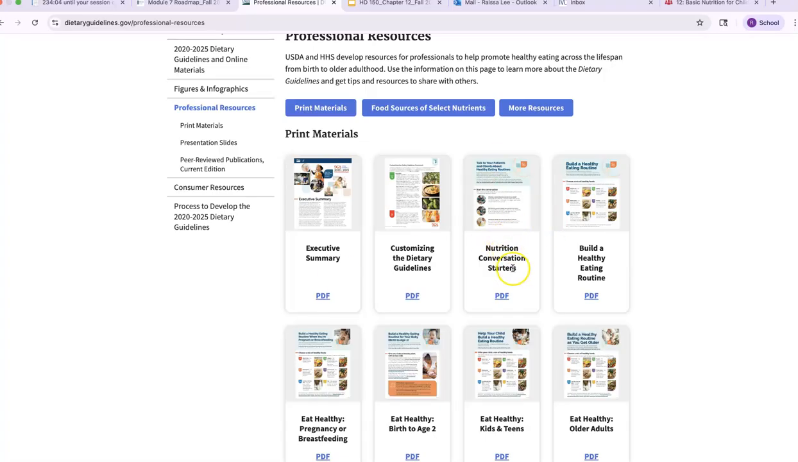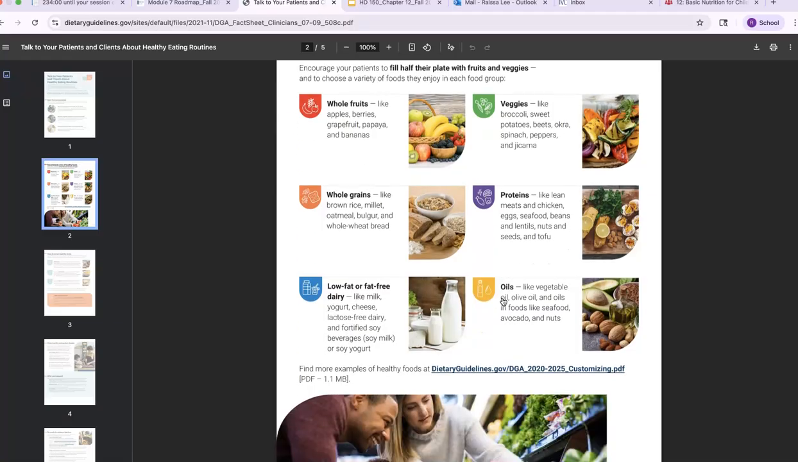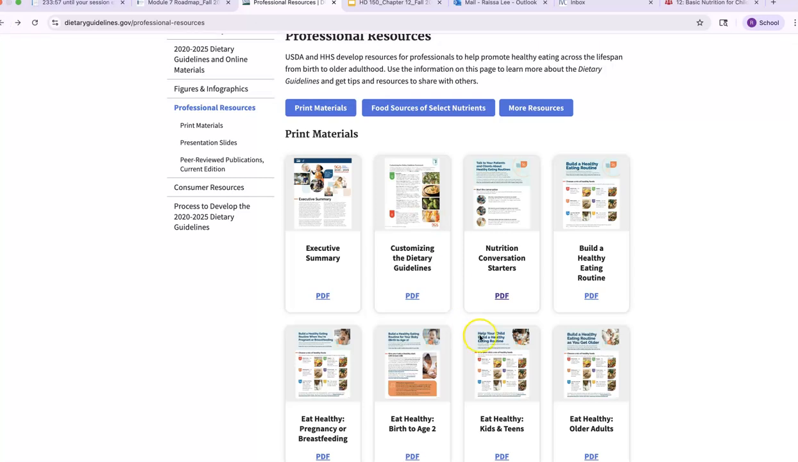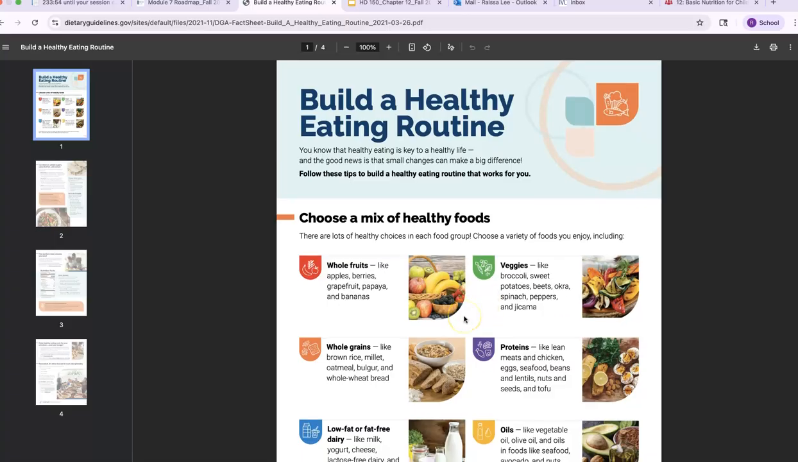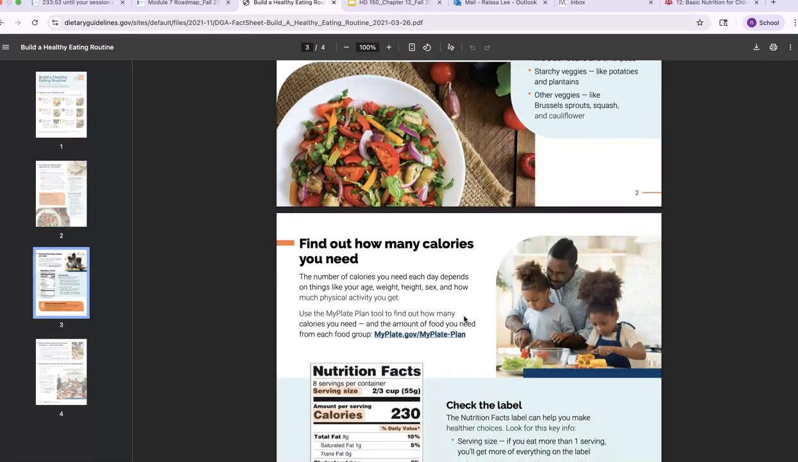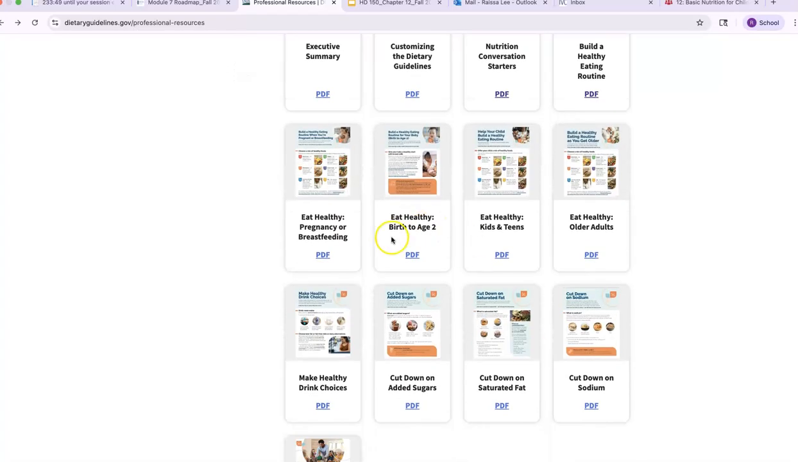How to have conversations about nutrition. I think this is a great one because sometimes, when you're talking with families, what does a healthy diet look like? Or you want that information for yourself, right? You want to build a healthy eating routine for yourself, or support that in the children and the families that you serve. So there are so many amazing resources through here. How to eat healthy from birth to age 2. How do kids and teens eat healthy? How, as older adults, how do we eat healthy? And then ideas for cutting down on sugars.